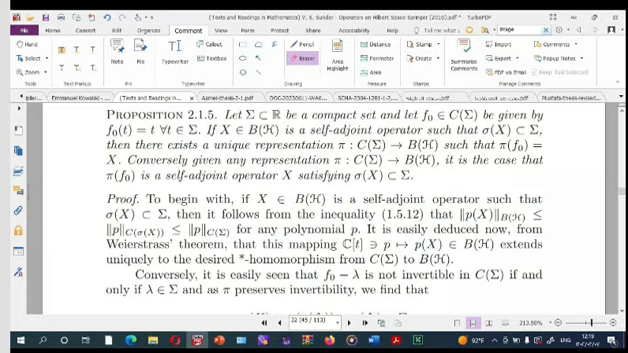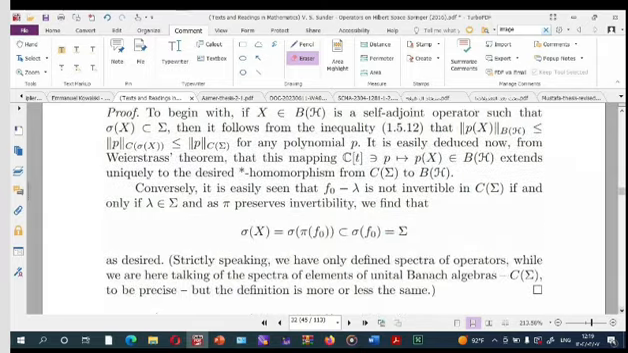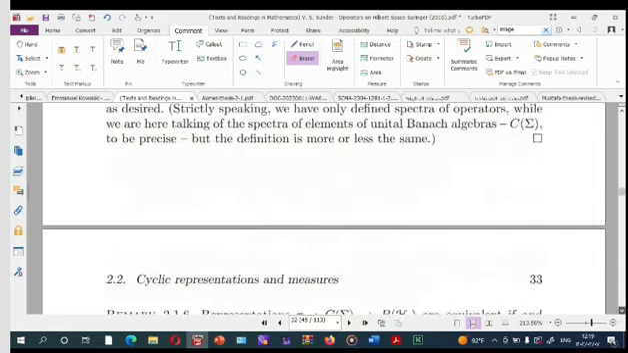Conversely, it is easily seen that f0 minus lambda is not invertible in C of sigma if and only if lambda belongs to sigma, because this must be non-zero in all elements. And as P preserves invertibility, we find that sigma of X equals sigma of P of f0, which is a subset of sigma of f0 equal to sigma. So we have this nice proposition.